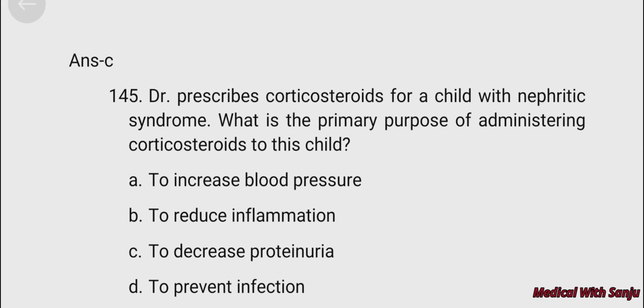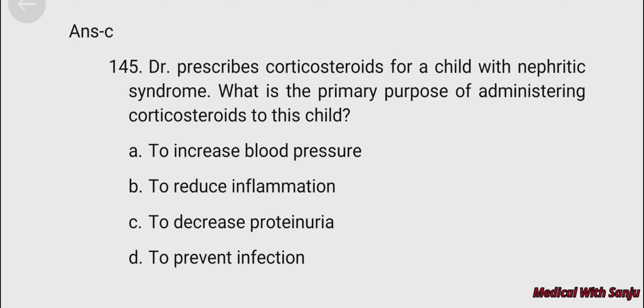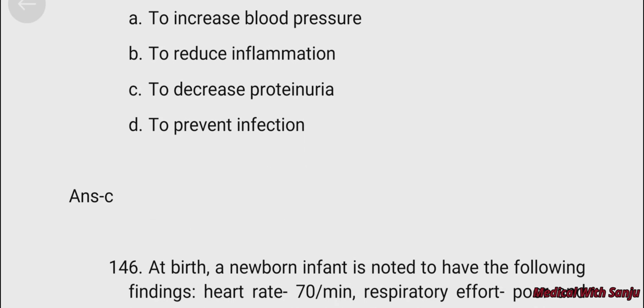Question 145. Doctor prescribes corticosteroids for a child with nephrotic syndrome. What is the primary purpose of administering corticosteroid to this child? Option A, to increase blood pressure. Option B, to reduce inflammation. Option C, to decrease proteinuria. And option D, to prevent infection. To decrease proteinuria. Option C is right answer.